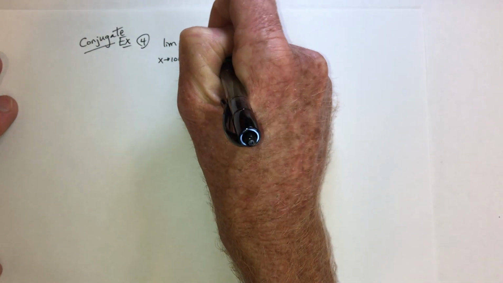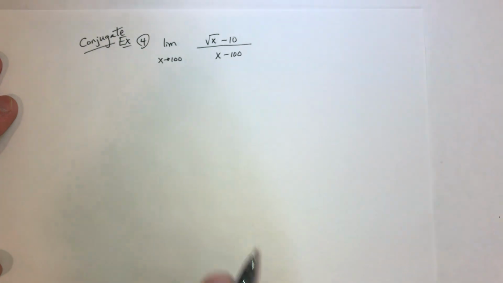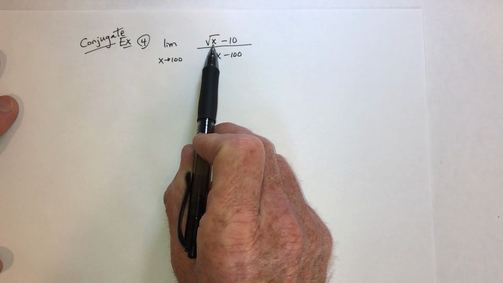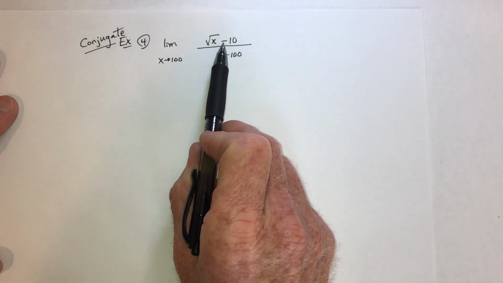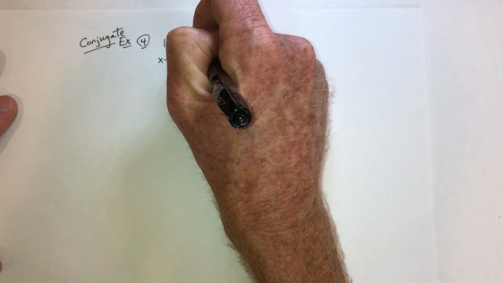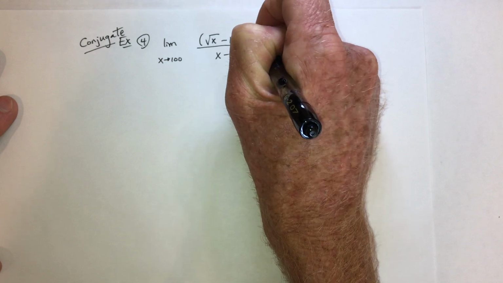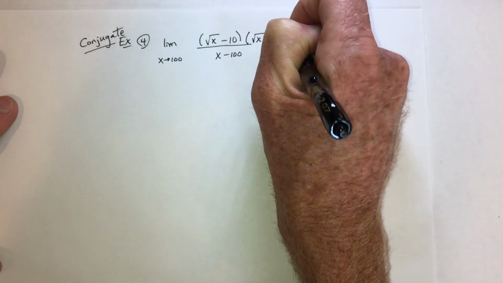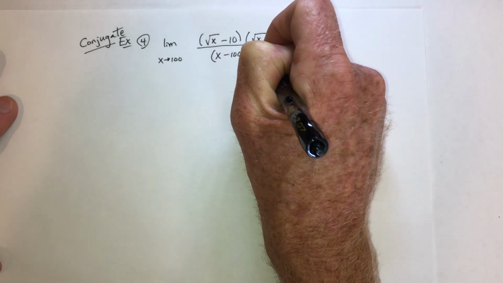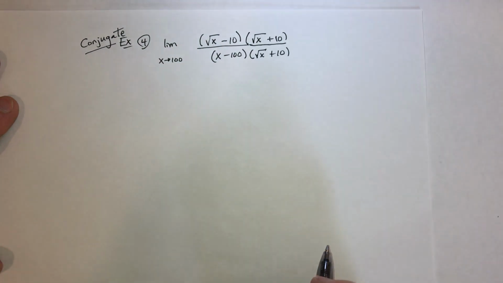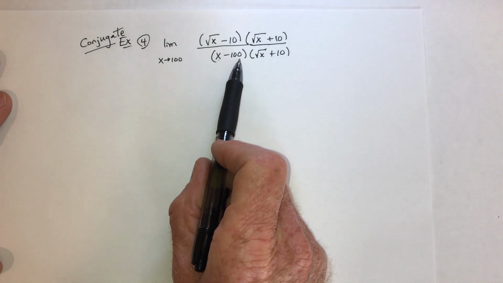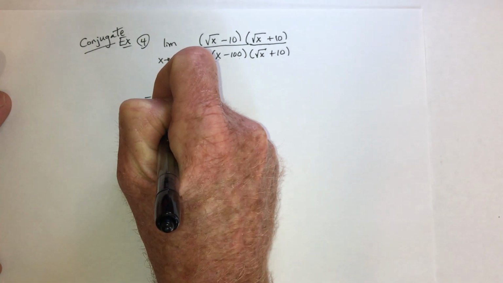And then the top is going to be the square root of x minus 10. So the conjugate of this is going to be the square root of x plus 10. So whatever this symbol is right here, you use the opposite, and that is the conjugate. So the square root of x plus 10. And if you multiply the top, you need to multiply the bottom by the same thing. And the goal is to get this thing to cancel. So do not multiply out the denominator, leave that exactly as it is.